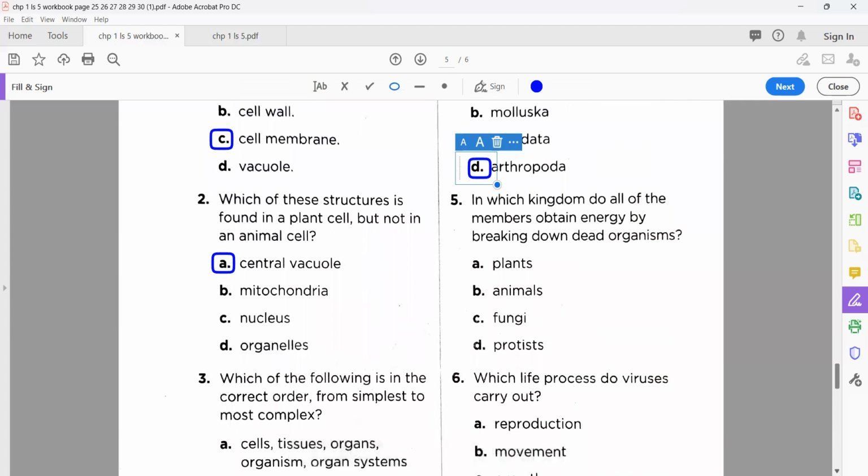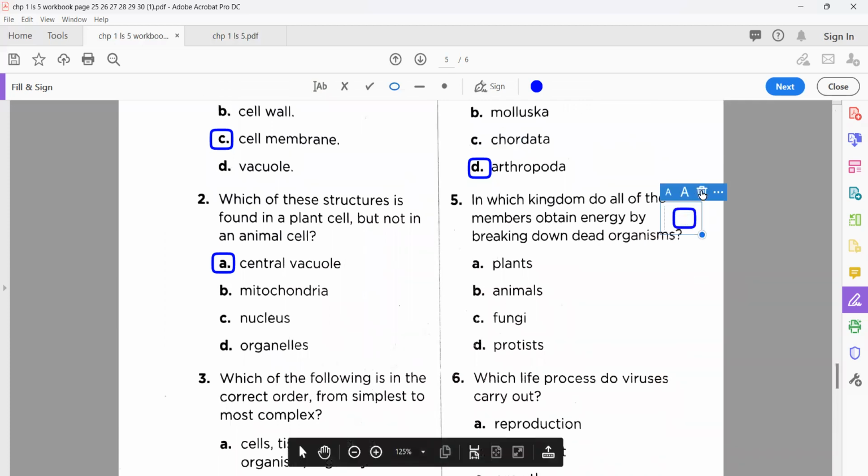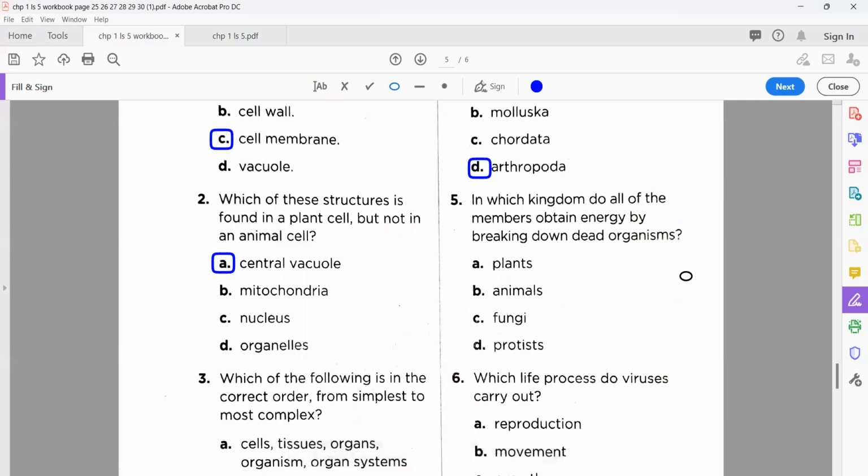Now, number 5. Which kingdom do all the members obtain energy by breaking down dead organisms? Plants prepare their own food by photosynthesis, animals eat, and protists are also not able to do this. So here it is C, fungi.